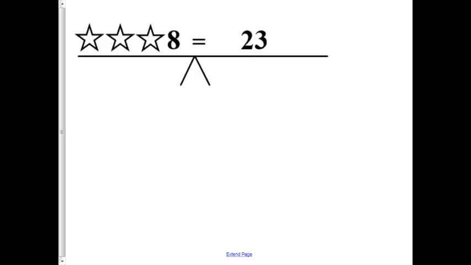So 3 stars and an 8 has to equal 23, and we want to know the value of the stars. Take a moment, see if you can figure it out. All right, hopefully you got that each star has to be 5. The reason is that 23 minus 8 tells me that these 3 stars together have to equal 15. Then I can take the 15, split it into 3 equal parts, 15 divided by 3, and each star has to be 5.